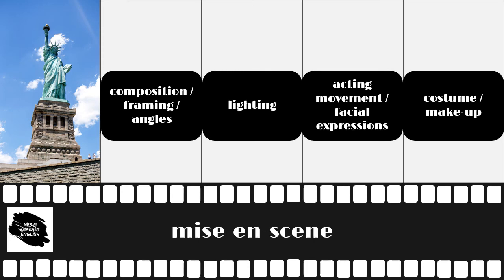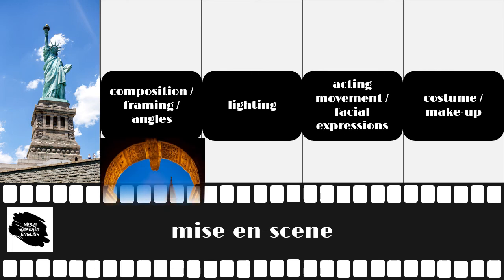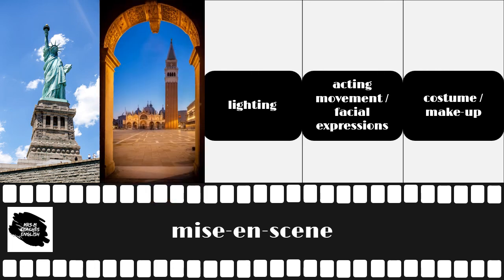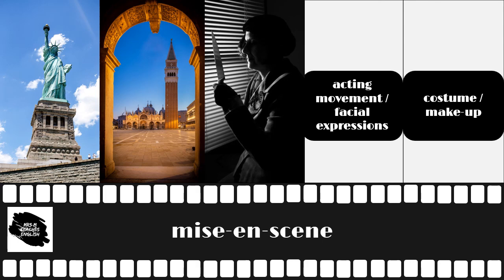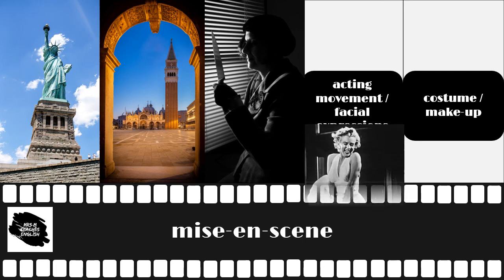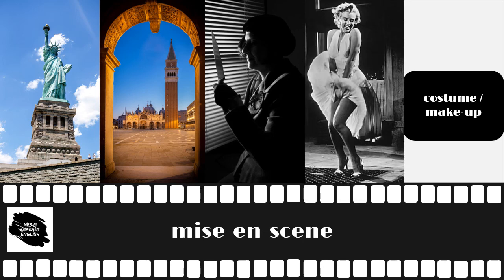Composition, framing, angles. Here's a shot of St. Mark's Basilica in Venice, taken through an archway. Lighting. The sinister shadow effect here emphasizes the knife in the character's hand. Acting, movement, facial expressions. The iconic picture of Marilyn Monroe's character in the 1954 film, The 7-Year Itch.